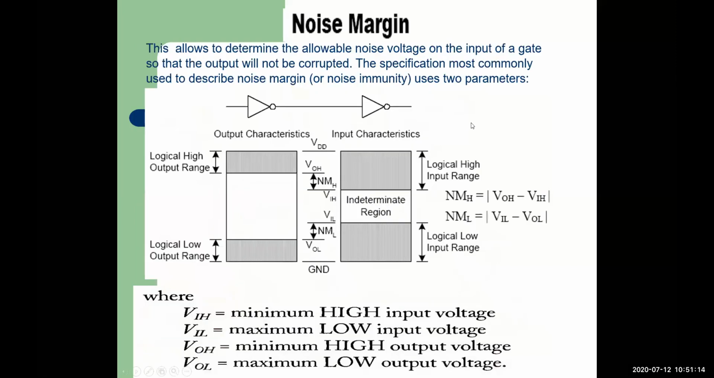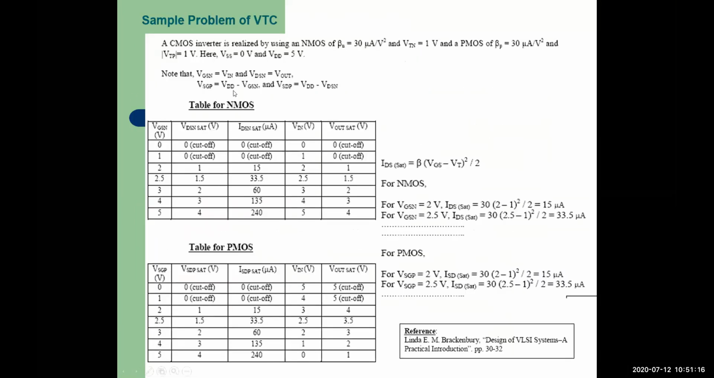Let's see the math. This is the problem. A CMOS inverter is realized by using an NMOS of beta N equal to 30 microampere per volt square, VTN equal to 1 volt, and a PMOS of beta P equal to 30 microampere per volt square, and VTP equal to 1 volt. Here, VSS is equal to 0 volt, VDD is equal to 5 volt. We have to find out the curve. Before finding out the curve, let's find some formula.